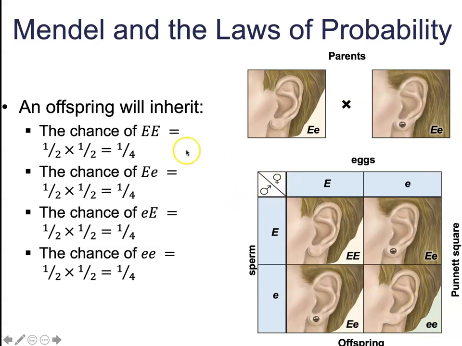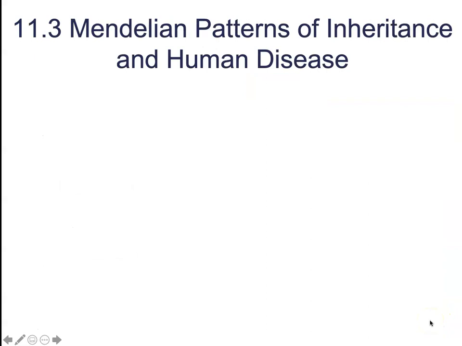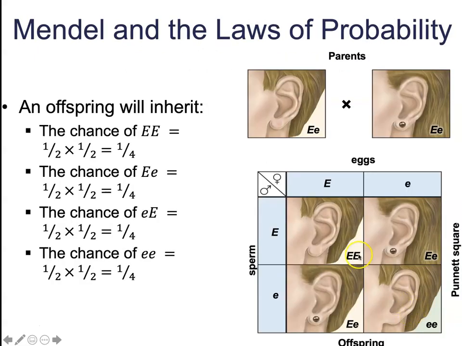So the chance of their offspring inheriting both dominant E alleles is going to be a 1 in 4 chance. The chance of them inheriting the dominant allele from their father and the recessive allele from their mother, 1 in 4 chance. The odds that they're going to inherit the recessive allele from their father and the dominant allele from the mother, 1 in 4 chance. The odds that they're going to inherit the recessive alleles from both parents are also going to be 1 in 4. Now, here's the interesting thing.